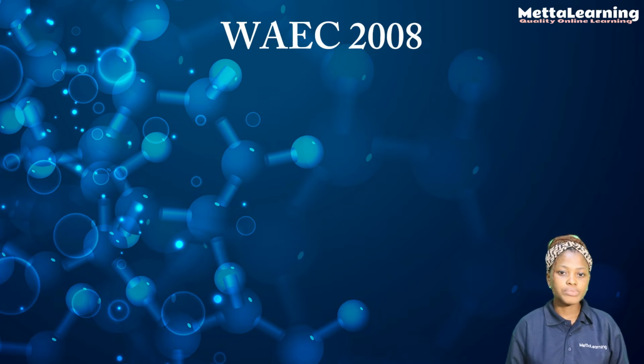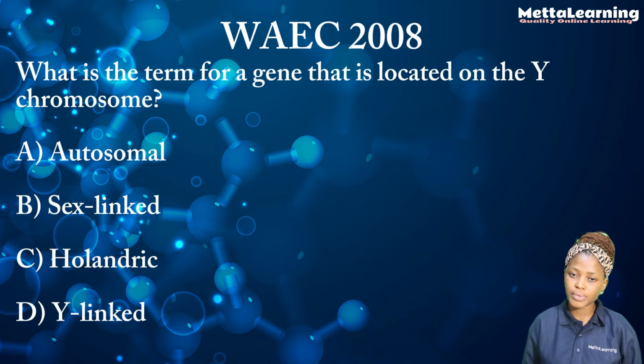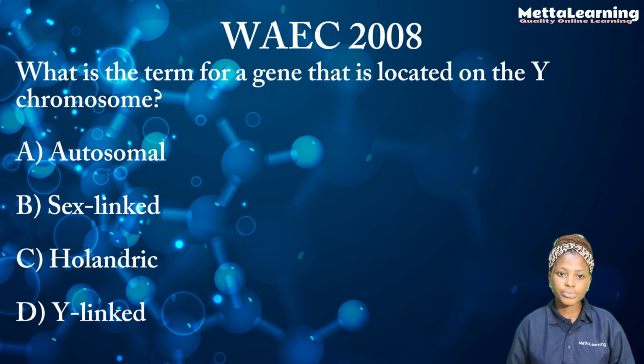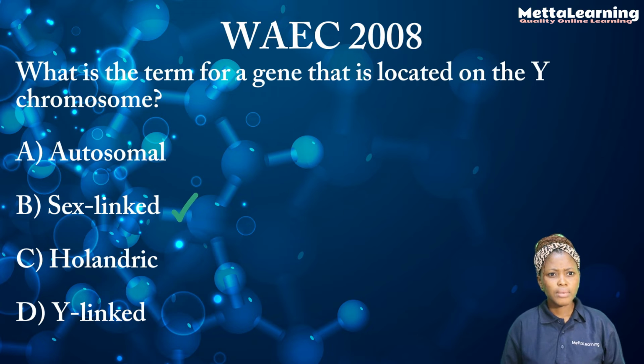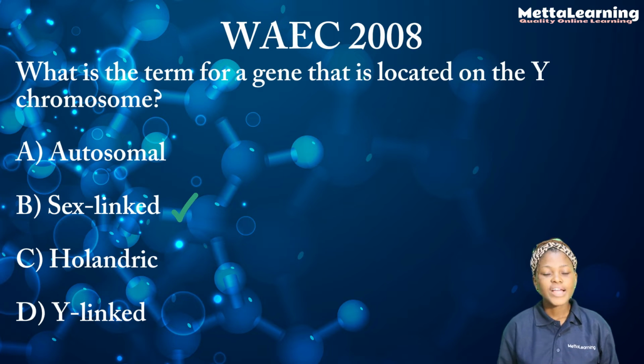2008, objective question 25. What is the term for a gene that is located on the Y chromosome? Option A, autosomal. Option B, sex-linked. Option C, holandric. Option D, Y-linked. Option B is the correct answer, sex-linked.